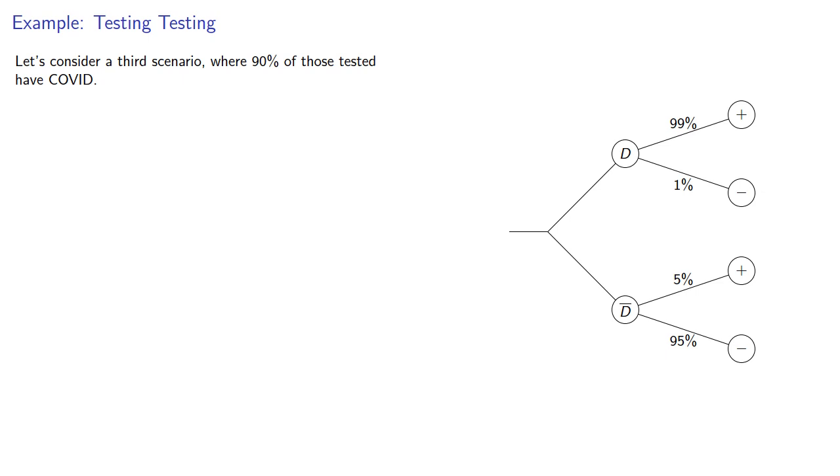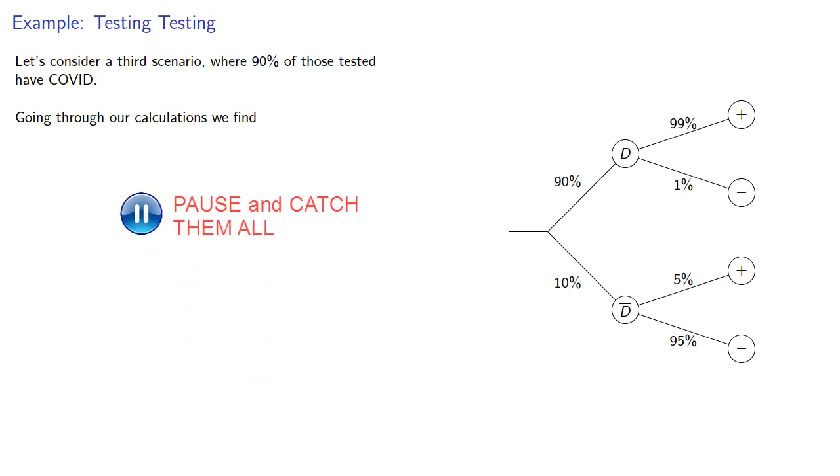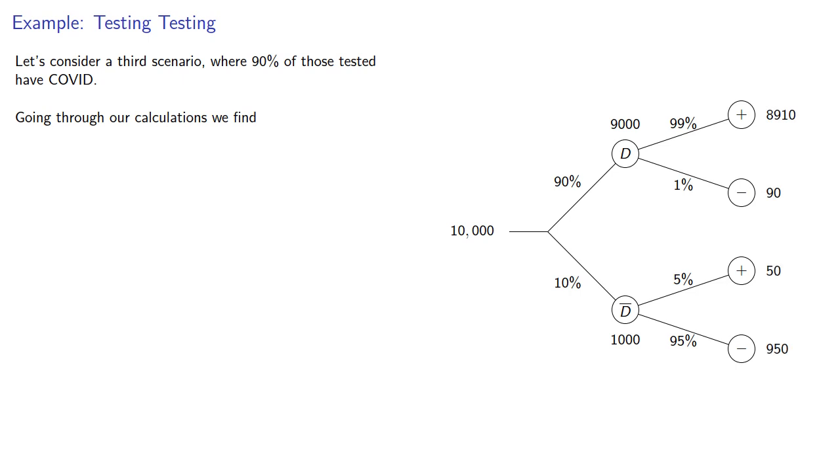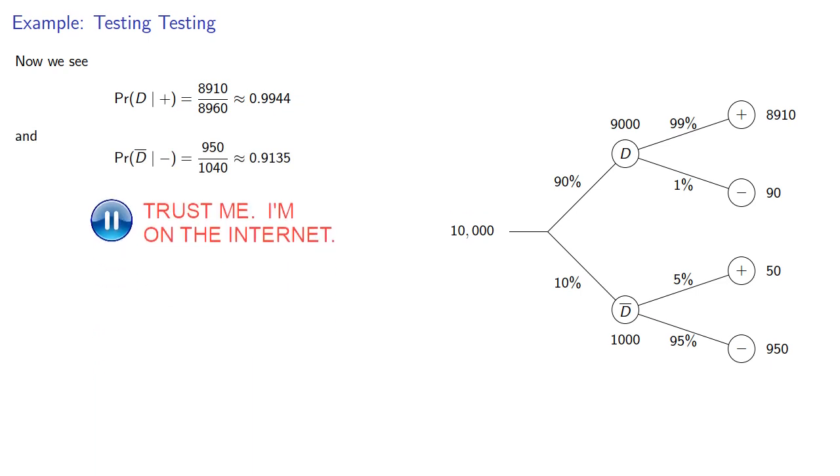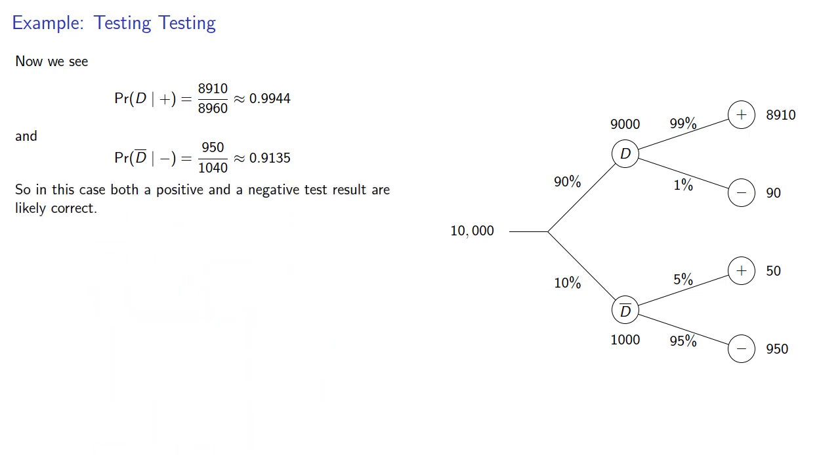Or let's consider a third scenario where 90% of those tested have COVID. Going through our calculations, we find, and now we see the probability of having the condition given that we tested positive is close to certainty, and the probability of not having the condition given that we tested negative is still pretty high. So in this case, both a positive and a negative test result are likely correct.